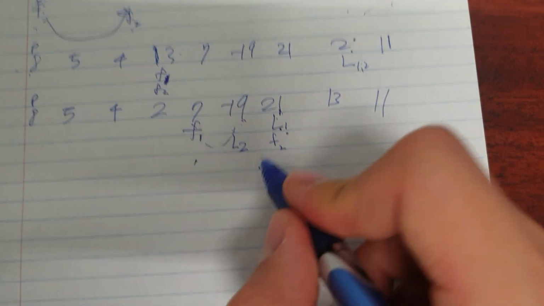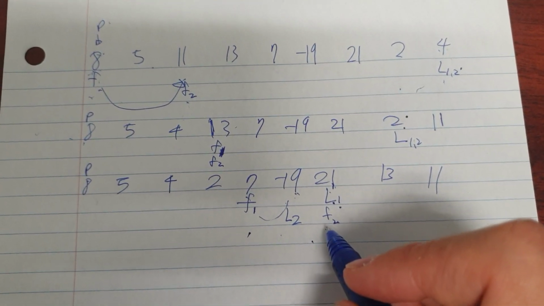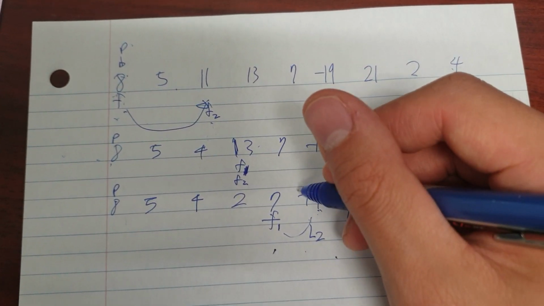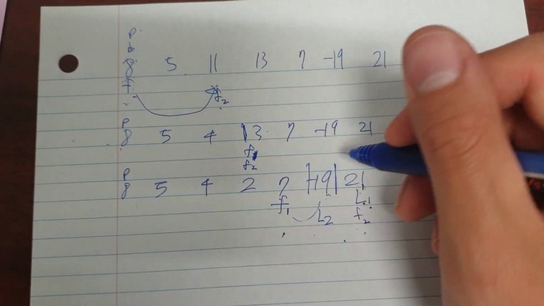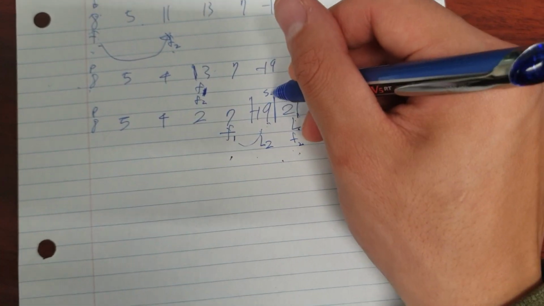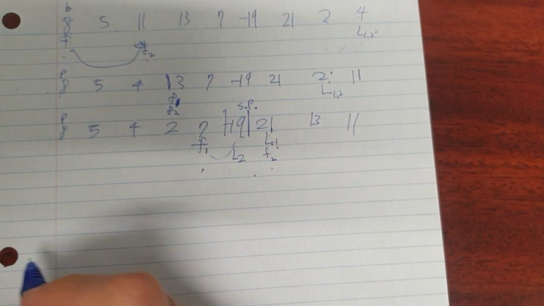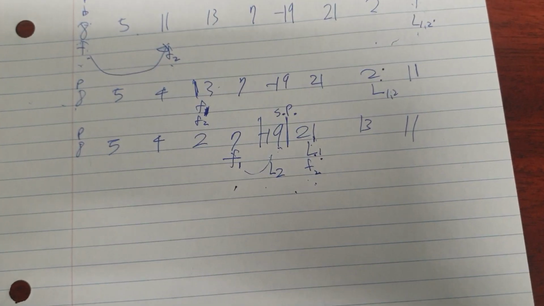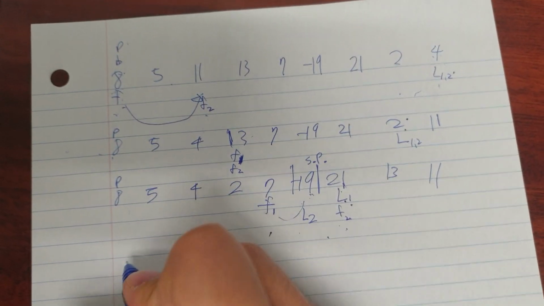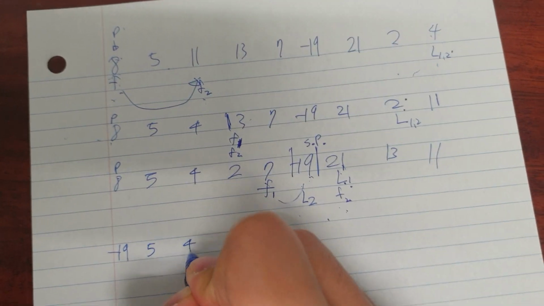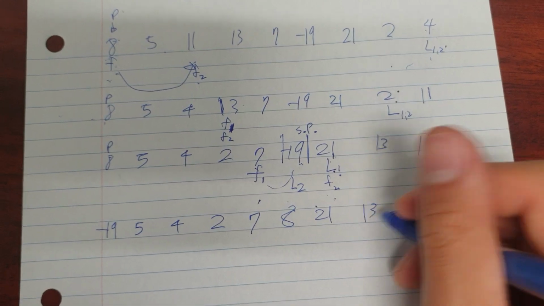And because the first and last elements have swapped, this becomes the split point, negative 19. Once you have the split point, we're going to swap the split point and the pivot point. Then we'll have negative 19, 5, 4, 2, 7, 8, 21, 13, 11.